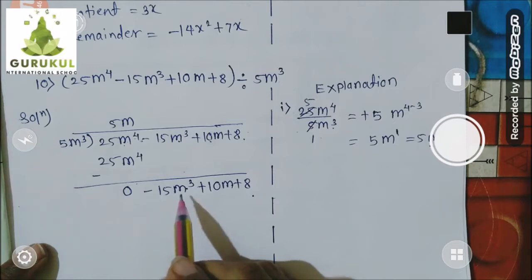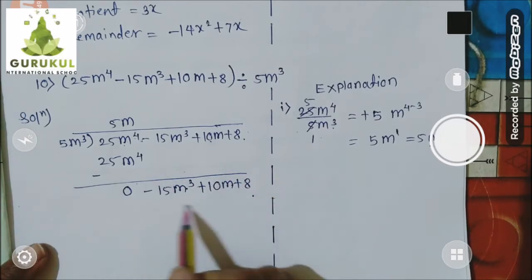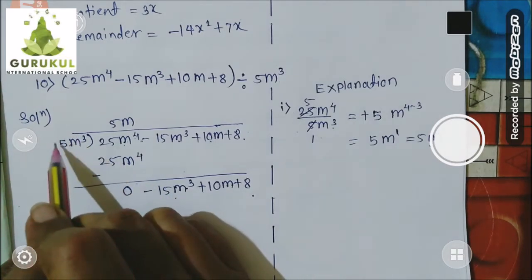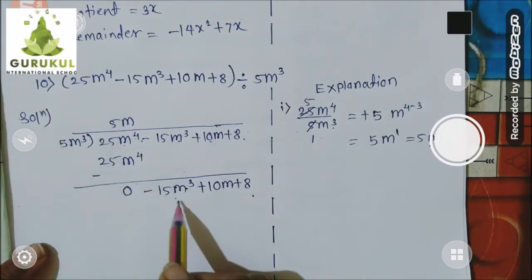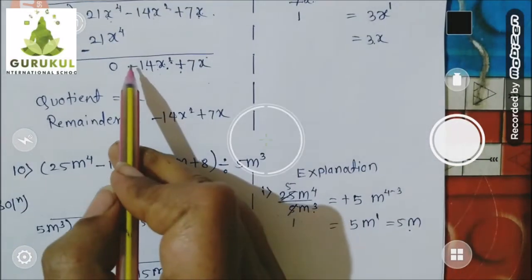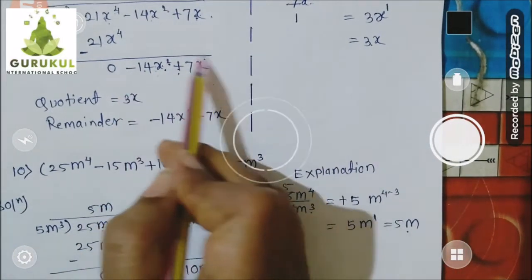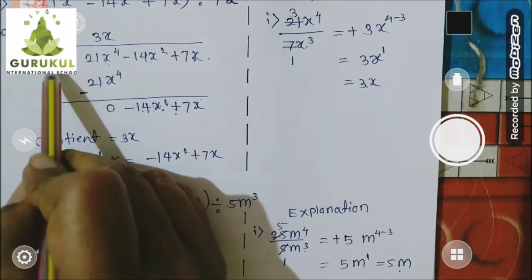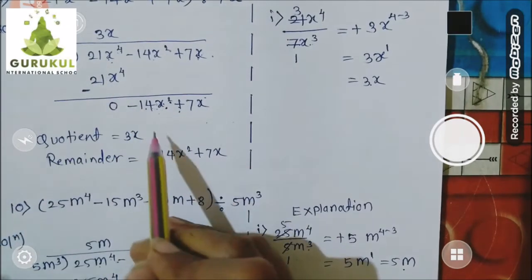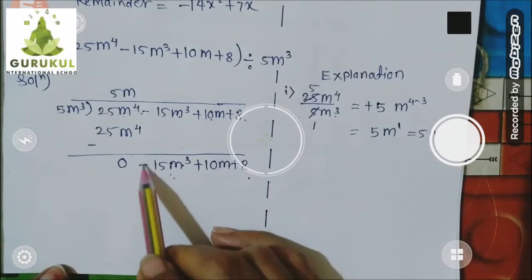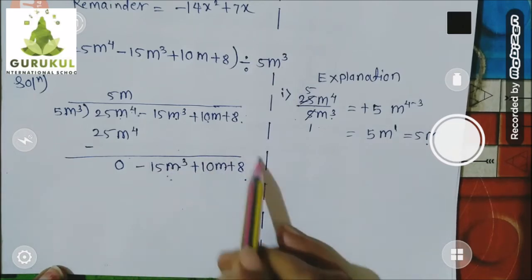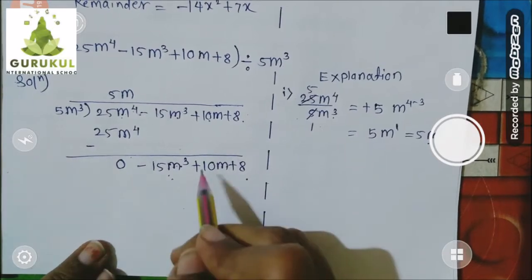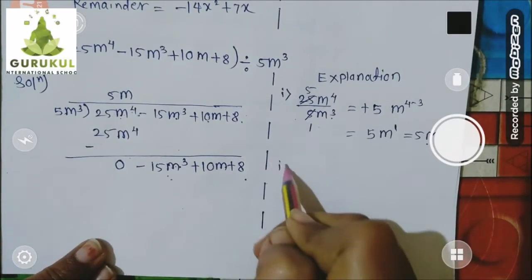When do we stop the division? Whenever the highest power of the remainder polynomial is less than the power of the divisor, that time we stop the division, as we did over here. Here the highest power of the remainder, the full polynomial, was 2, and the highest power of the divisor was 3, so this was less, so we stopped the division. But here, if you see, the highest power of this full polynomial is 3, and this is also 3, so we can continue our division. So let's go for the next step.